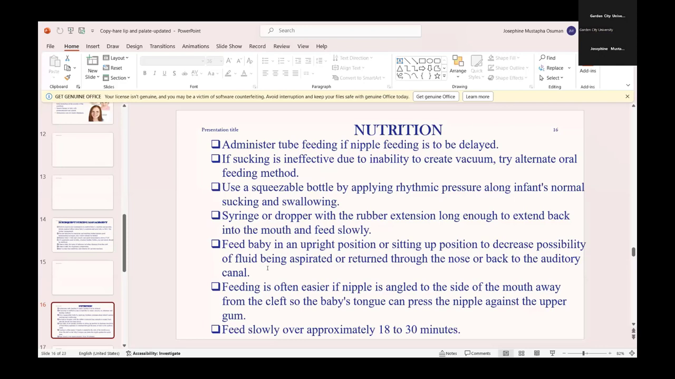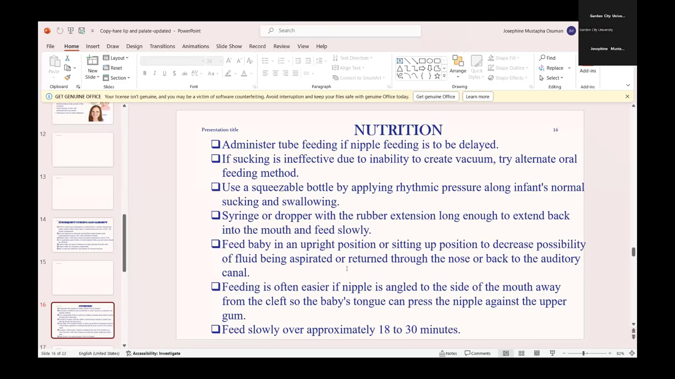If the baby had no cleft lip or palate, there would be the suction that allows the baby to feed. But since the cleft is there, it doesn't create that vacuum, so the baby will not be able to feed. So cup and spoon is better. Another option is using a squeezable bottle for applying rhythmic pressure during the neonate's normal sucking and swallowing. And also a syringe or dropper with a rubber extension long enough to extend back into the mouth and feed slowly, because we know that a cleft palate can extend far back into the baby's mouth.